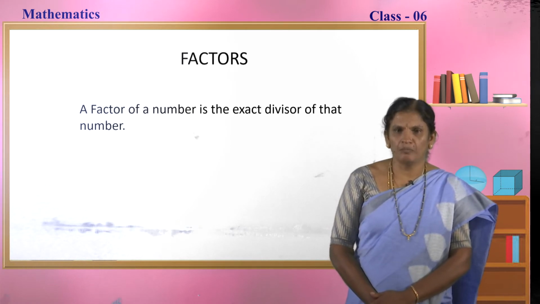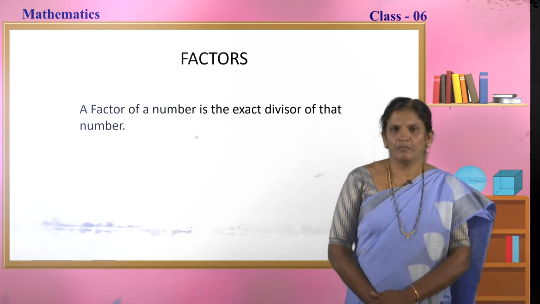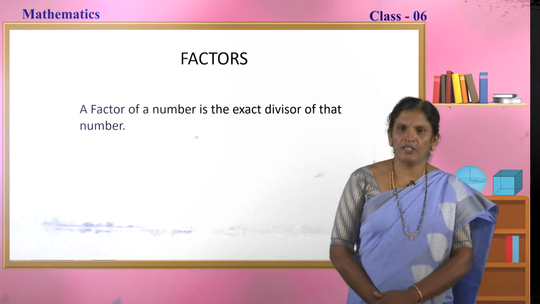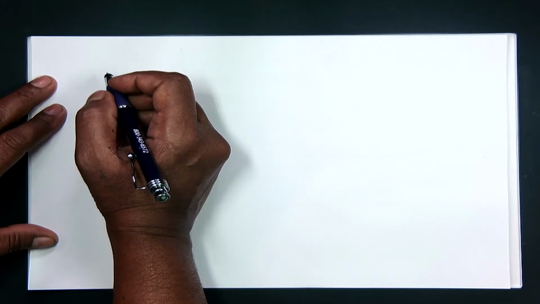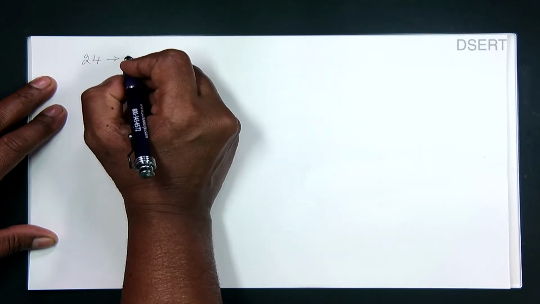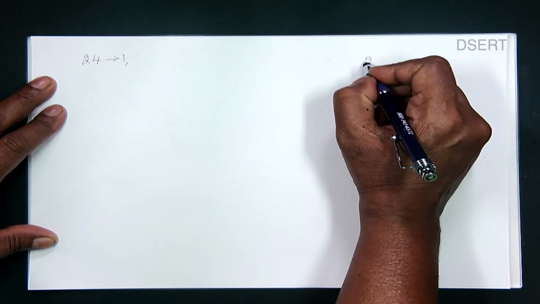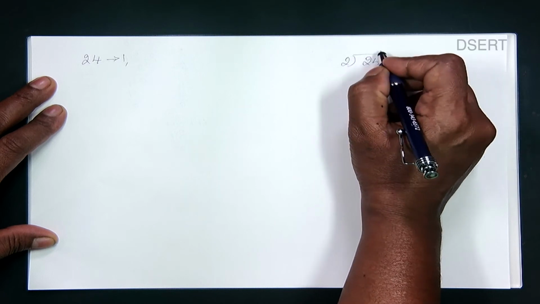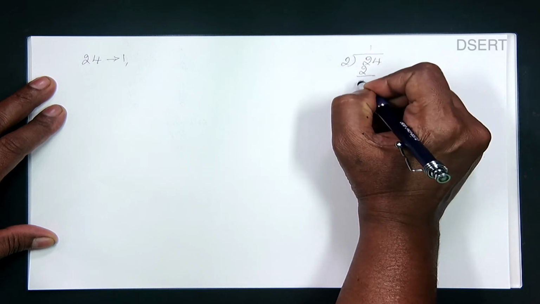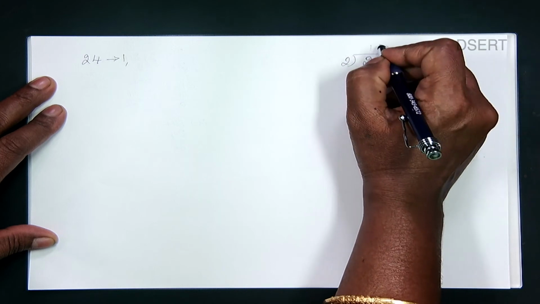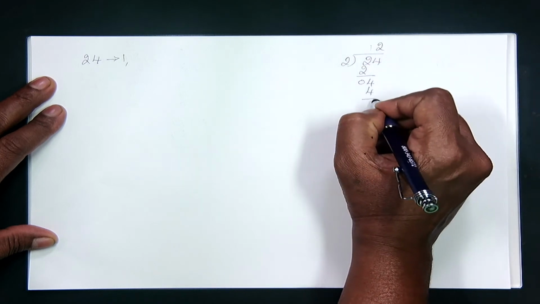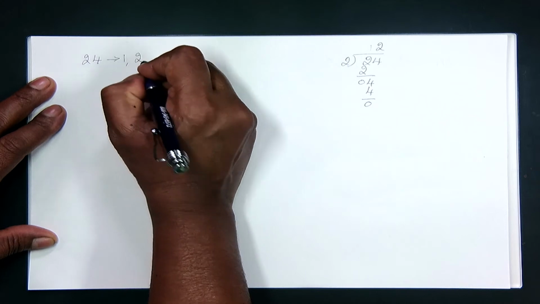A factor of a number is the exact divisor of that number. Means a factor divides the given number completely without remainder. Children, I am finding factors for 24. As 1 is the factor for all the numbers, I write 1. Next 2. Divide 24 by 2. 2 ones are 2, remainder 0, take 4 down, 2 twos are 4, remainder 0. Yes, 2 is a factor.